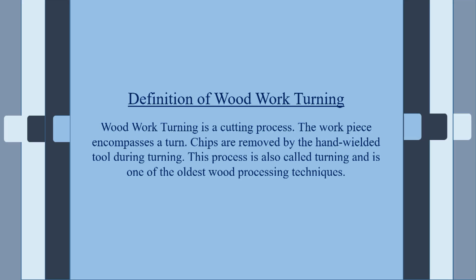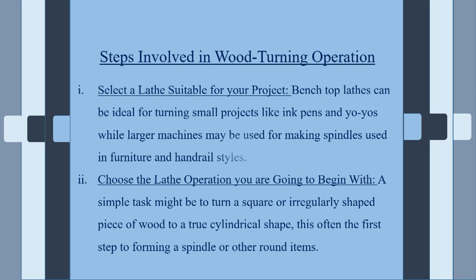Now, moving on to the steps involved in wood turning operation. 1. You select a lathe suitable for your project. That is, a benchtop lathe can be ideal for turning small projects like ink pens and yo-yos, while larger machines may be used for making spindles used in furniture and handrail styles. Number 2. You choose the lathe operation you are going to begin with. That is, a simple task might be to turn a square or irregularly shaped piece of wood to a true cylindrical shape. So this often is the first step to forming a spindle or other round items.